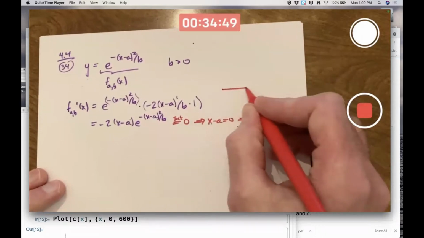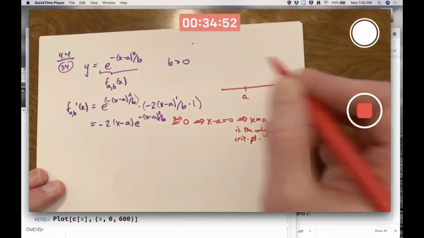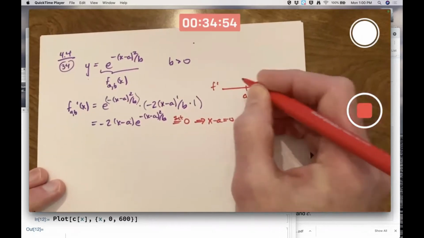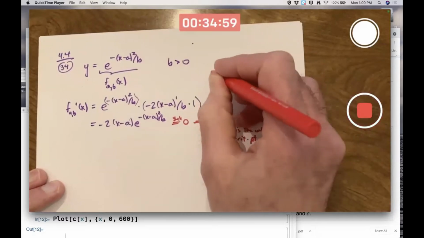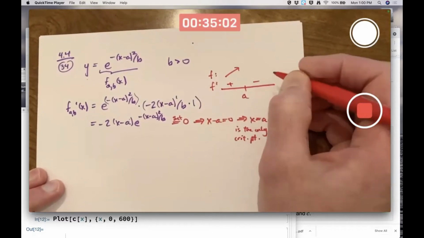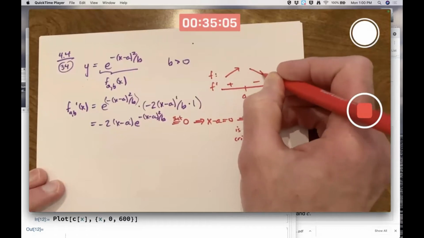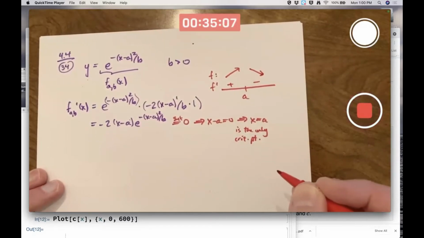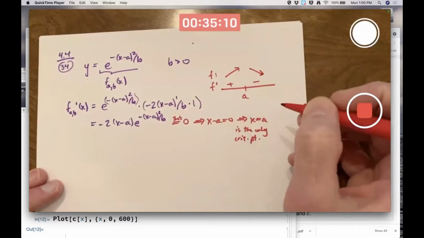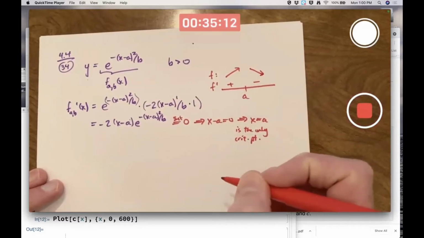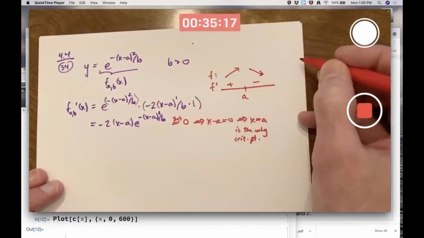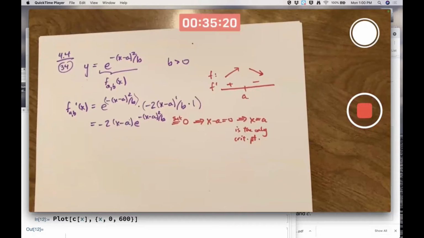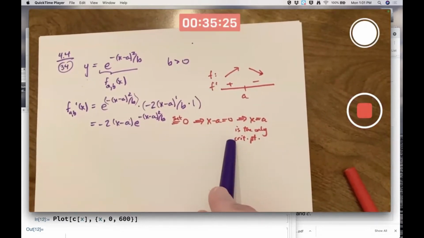We could make a number line here. F prime is positive when x is less than a and negative when x is bigger than a. That means f itself is increasing when x is less than a and decreasing when x is greater than a. Just making an upward arrow when f increases and a downward arrow when f decreases. That would be consistent with a bell-shaped curve looking about like that. It will not only be a local max at x equals a, it will actually be a global max.